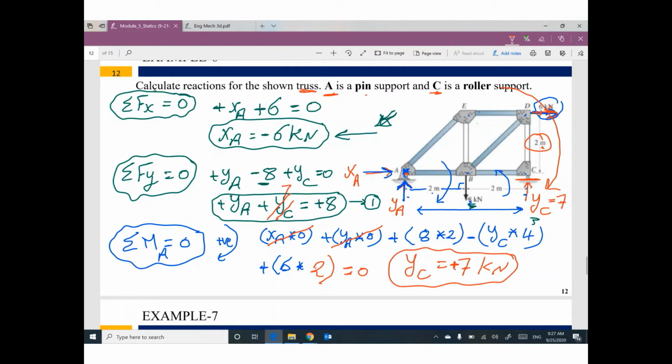So I can figure out the value of YA. It will be positive 1. So YA equals 1. XA equals 6 in the other direction. And YC equals 7. I am done.